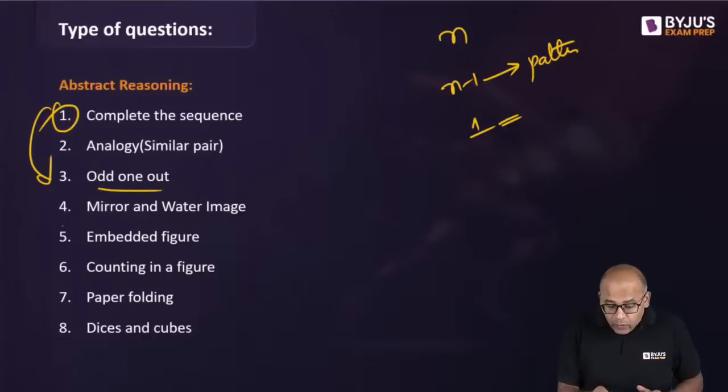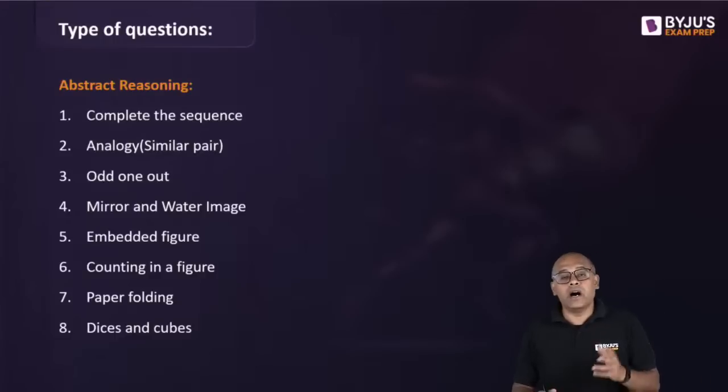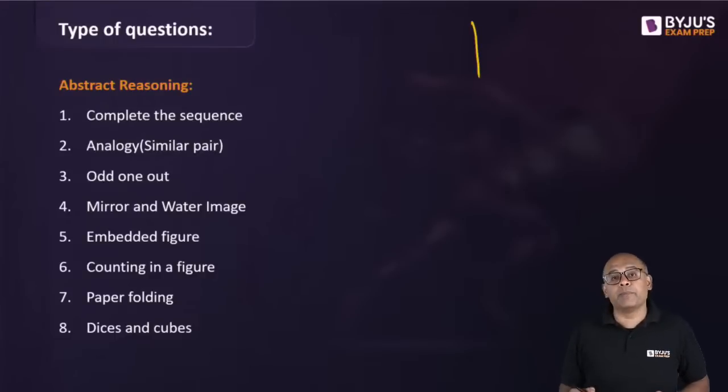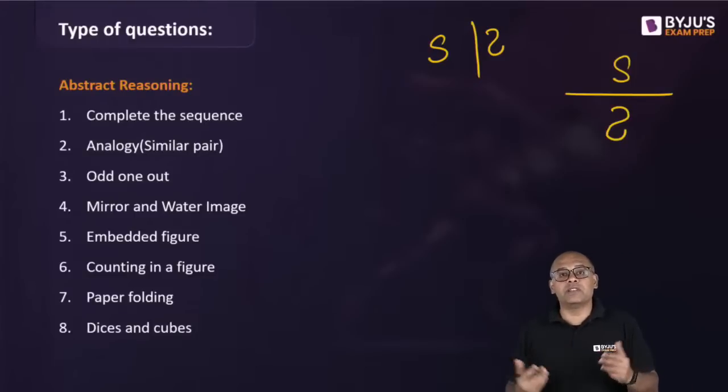Then we have mirror and water images. It's a very interesting concept. We have discussed mirror and water images. Mirror is typically placed on the side. So if I write S here, this S will be written like this. Whereas water image is when you have it at the bottom. So water image will become like this. So for S, the mirror image and water image are the same.